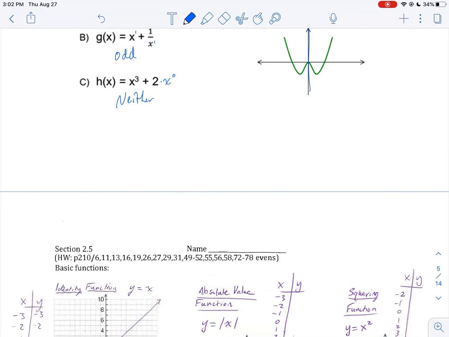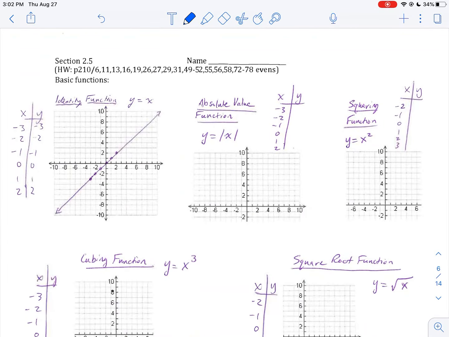We should wrap up even and odd. All right. Then we're going to go to section 2.5. We're going to look at functions in general.